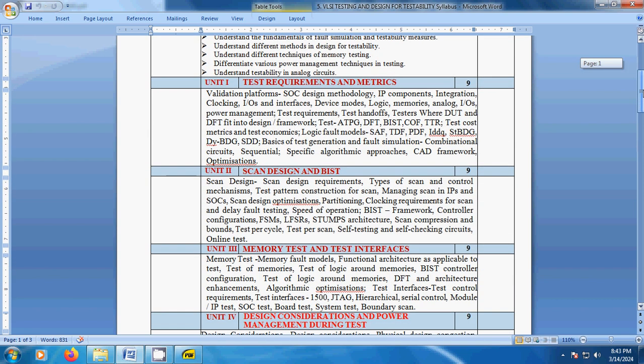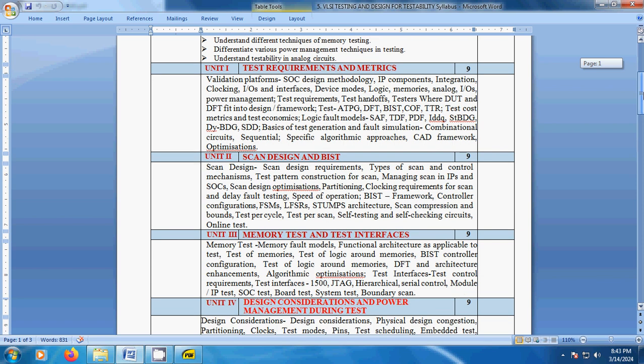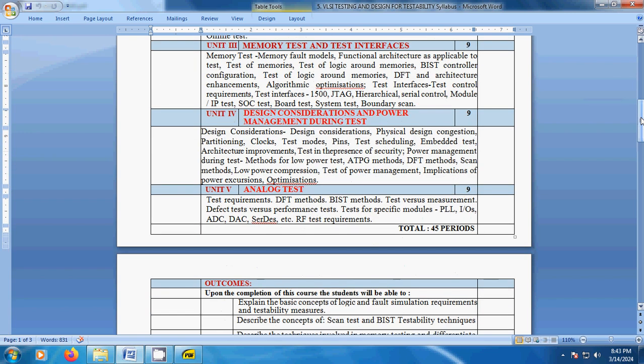Till now in this semester we have completed 3 units: Unit 1 Test Requirements and Metrics, Unit 2 Scan Design and BIST, Unit 3 Memory Test and Test Interfaces. The remaining 2 units are Unit 4 Design Considerations and Power Management during Test, and Unit 5 Analog Test. Unit 4 will be covered by me during the class hours itself. Unit 4 will most probably be a discussion.